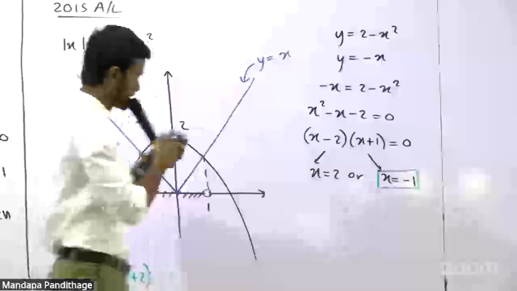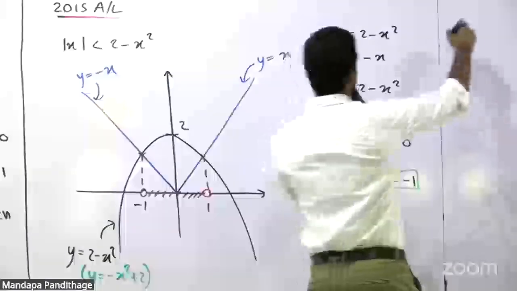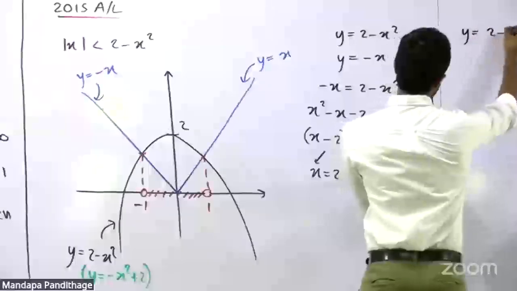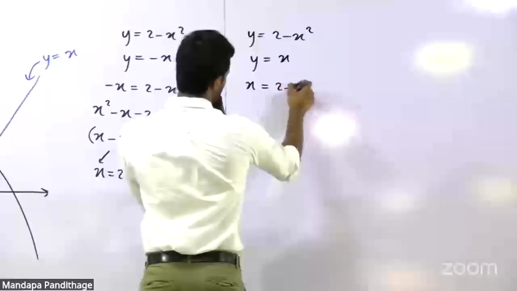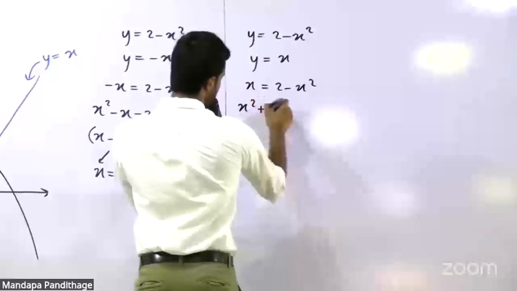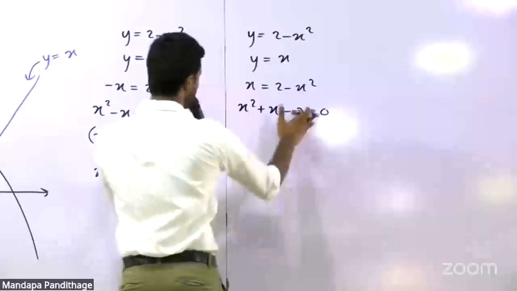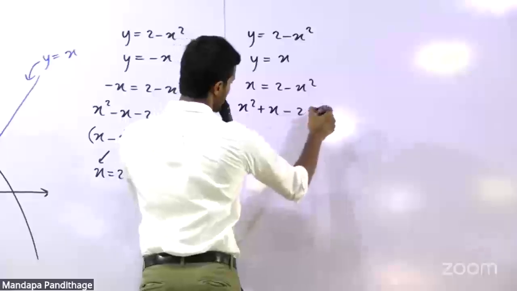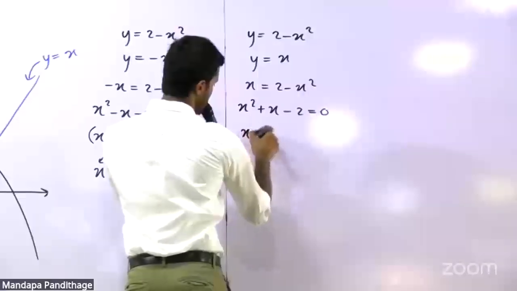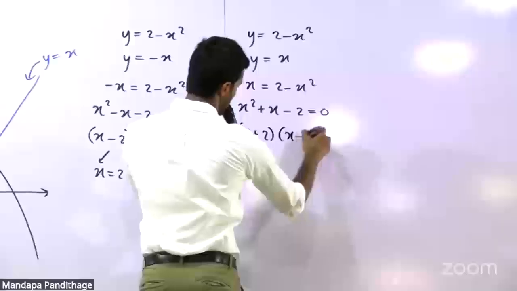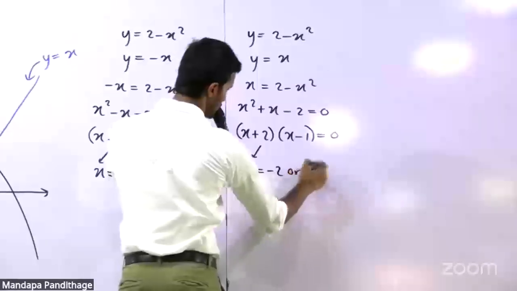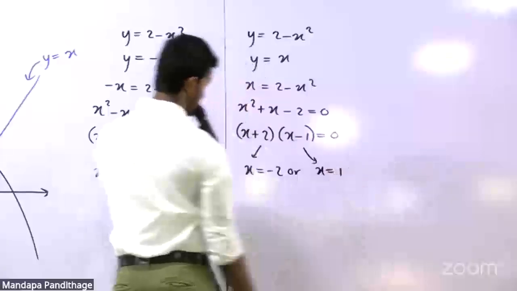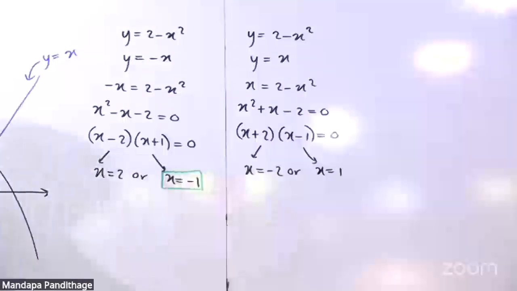And next one, I'll find this. What is the intersection point? We are considering the intersection of y equals 2 minus x squared and y equals x. You get x squared plus x minus 2 is equal to 0. So it's (x plus 2)(x minus 1) equal to 0. So I get x is equal to minus 2 and x is equal to 1. Here it's clear that this one should be positive, so I get the positive value.